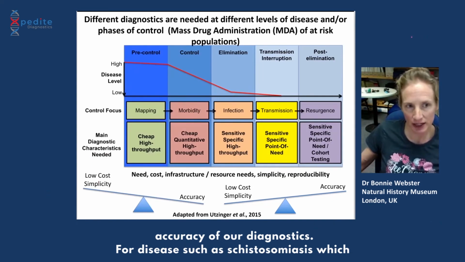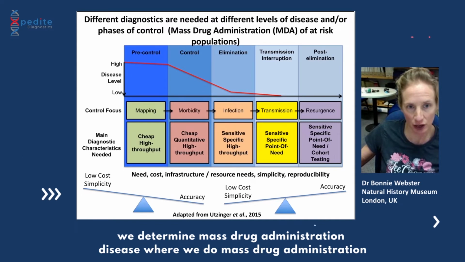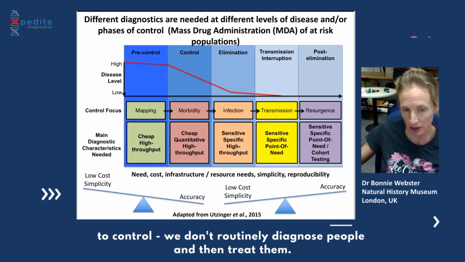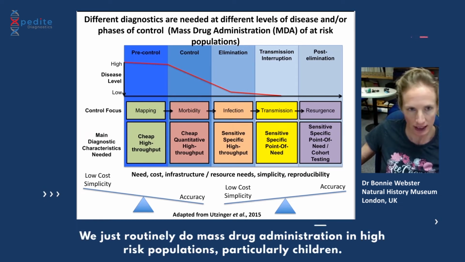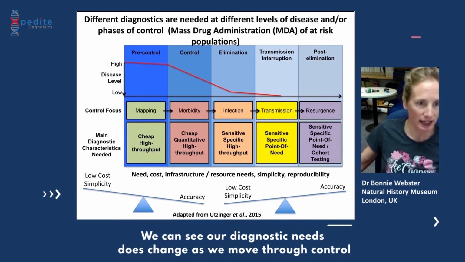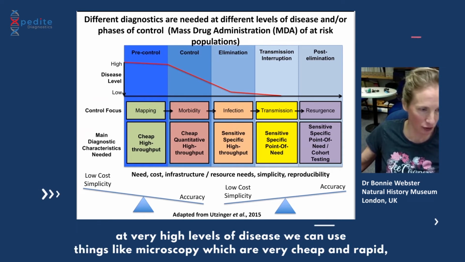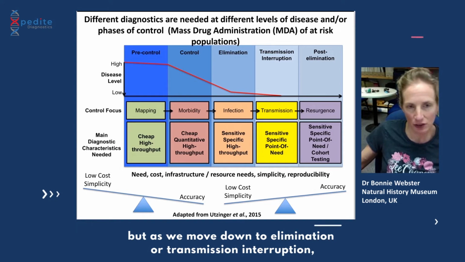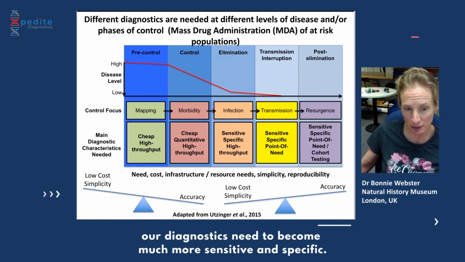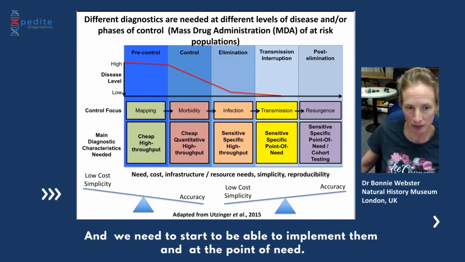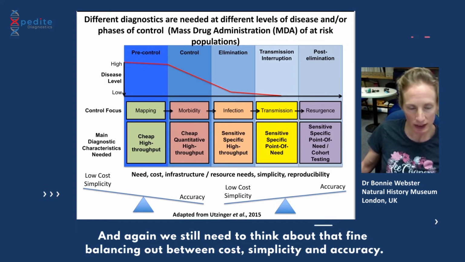For a disease such as schistosomiasis, which we term a mass drug administration disease, we don't routinely diagnose people and then treat them. We just routinely do mass drug administration in high-risk populations, particularly children. We can see our diagnostic need does change as we move through control. At very high levels of disease, we can use things like microscopy, which are very cheap and rapid. But as we move down to elimination or transmission interruption, our diagnostics need to become much more sensitive and specific, and we need to be able to implement them at the point of need. And again, we still need to think about that fine balancing act between cost, simplicity, and accuracy.